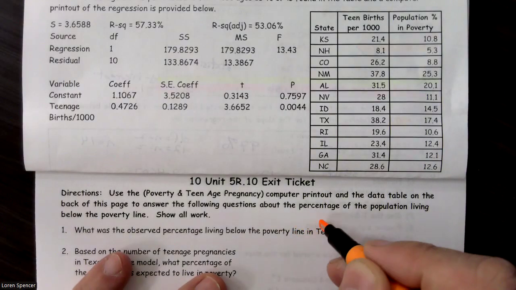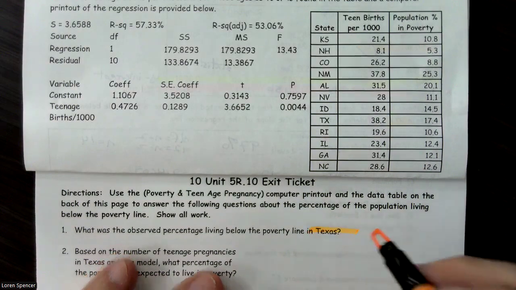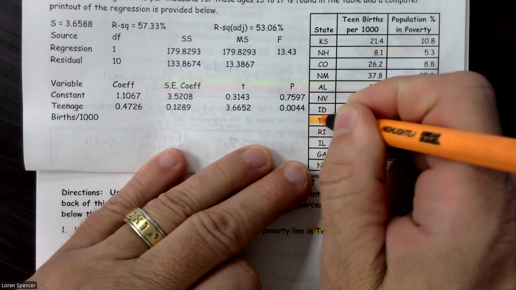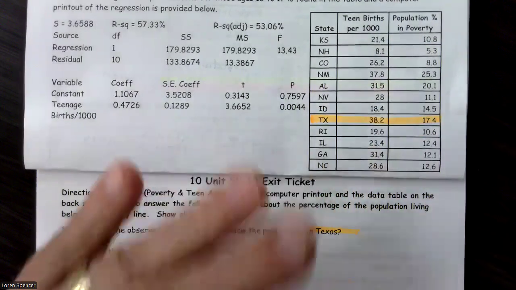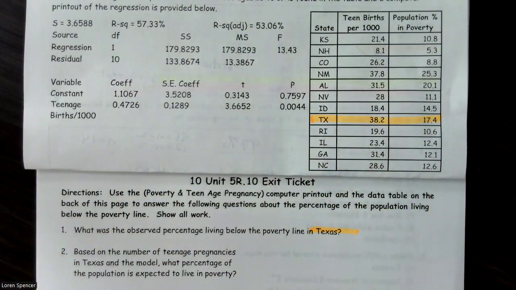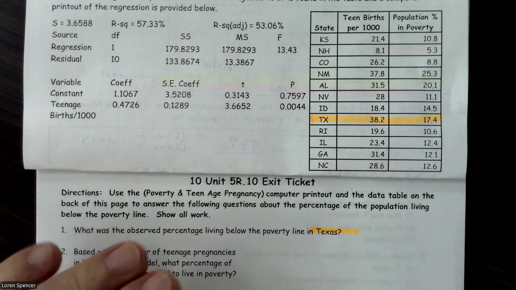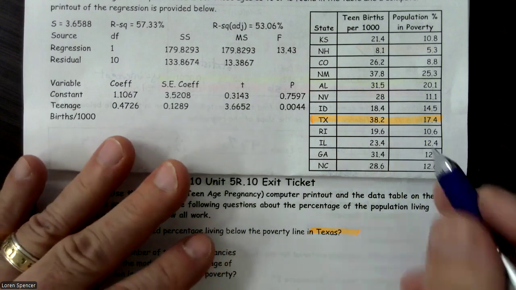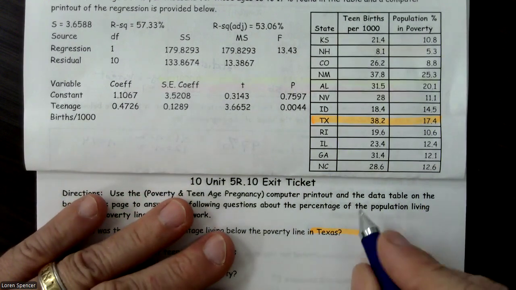What was the percentage of people living below the poverty line in Texas? We're looking below the poverty line in Texas, and that means we're interested in this. The percentage below the poverty line is 17.4, and we're just pulling that right off the table.